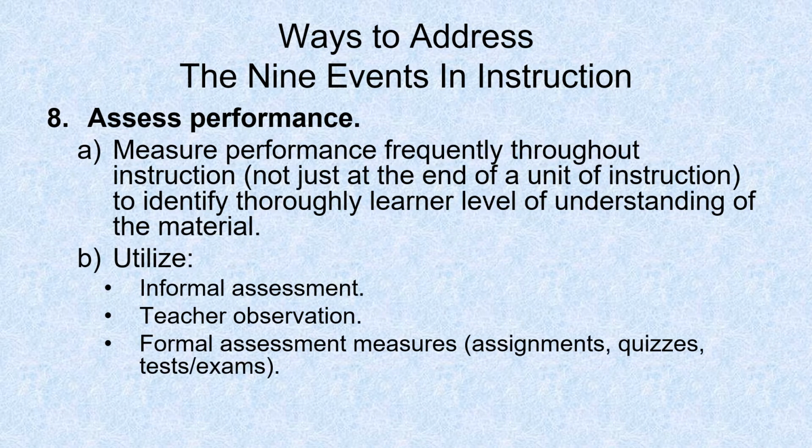Assessing performance is critical throughout the learning process. So we assess frequently throughout instruction, not just at the end of a unit of instruction, but rather we do it all the time, ongoing, in addition to at the end of a unit of instruction, to identify thoroughly how the learners are understanding and grasping the content. We utilize a number of ways of doing this. We can do informal assessments. We can do teacher observation, and certainly formal measures as well, like assignments, quizzes, and tests.